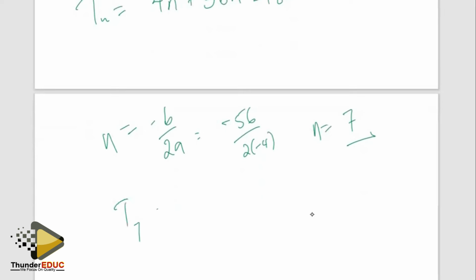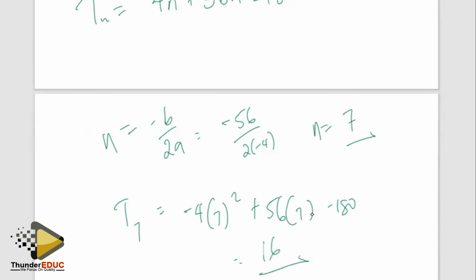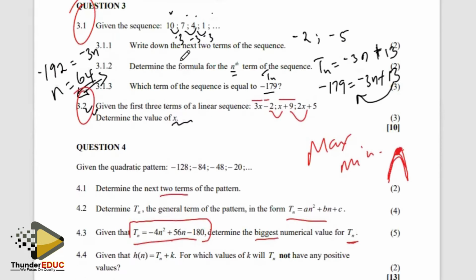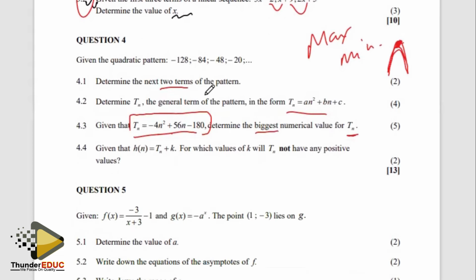So let's substitute that. T7 is negative 4 into 7 squared plus 56 into 7 minus 180. So we're seeing that the biggest number that we can ever have is going to be 16. All right, so that is what is happening with that.